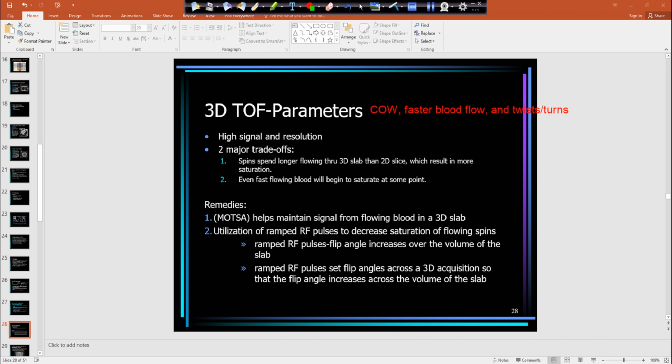So we do have two good things that happen with this 3D time of flight, but then we get some negative aspects. We get two major trade-offs. The flowing blood spins spend a lot longer time going through a slab versus just one slice, which results in more saturation. More saturation means less signal from blood flow. So even fast-moving blood flow will begin to saturate at some point.